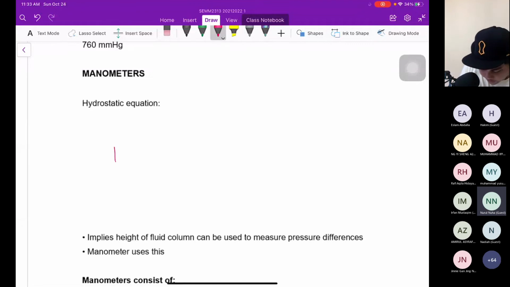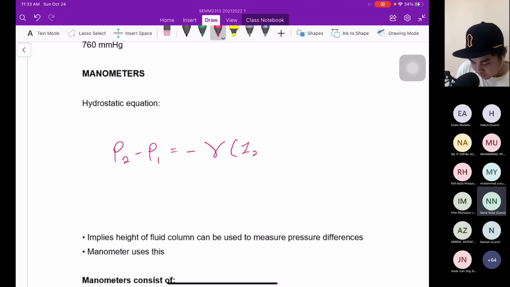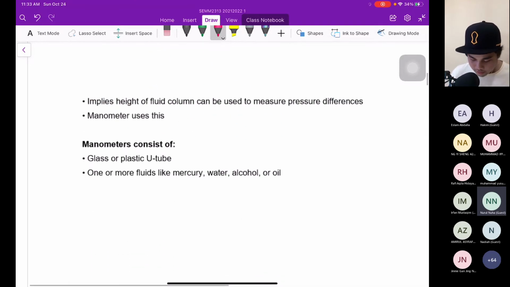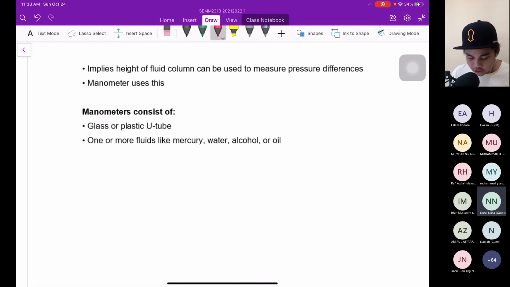Remember our hydrostatic equation? P2 minus P1 equals negative gamma, Z2 minus Z1. This is our hydrostatic equation. A manometer consists of a U-tube shape. It is made of glass or plastic. Any kind of fluid like water, mercury, alcohol, oil can be put inside the U-tube manometer.